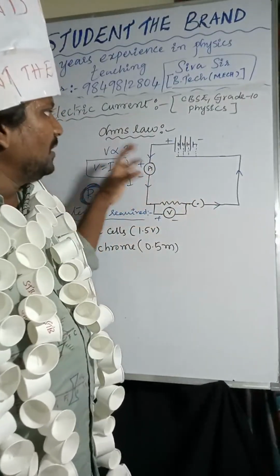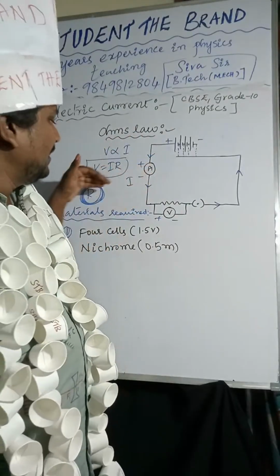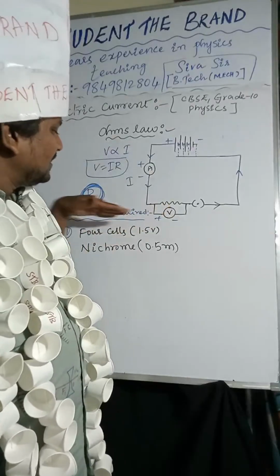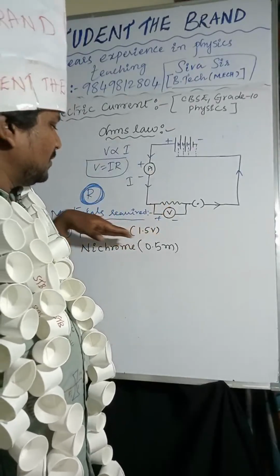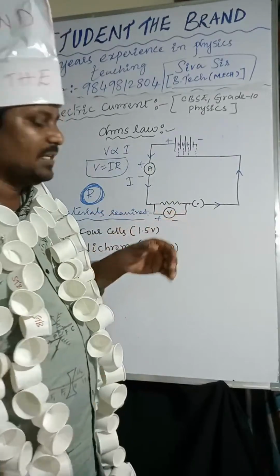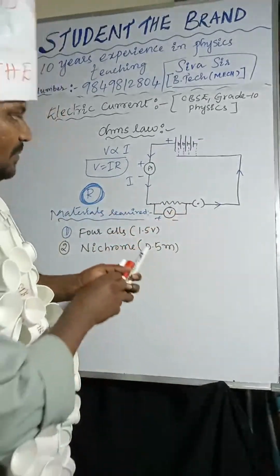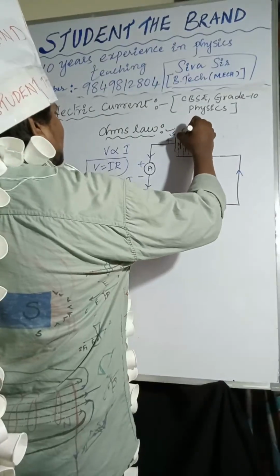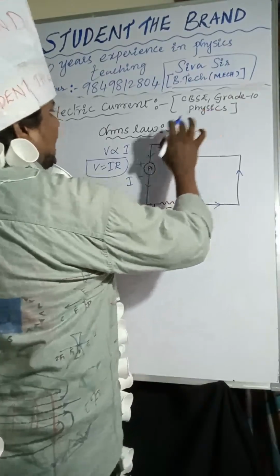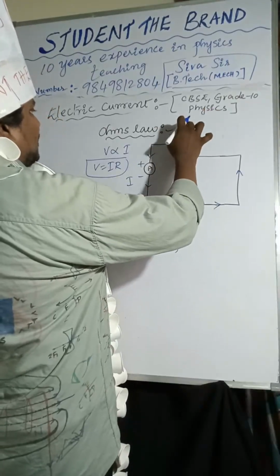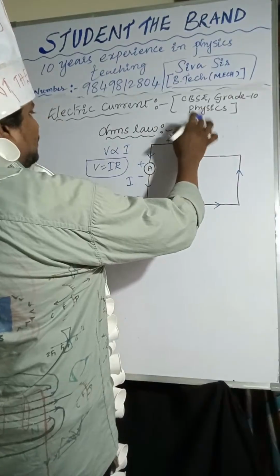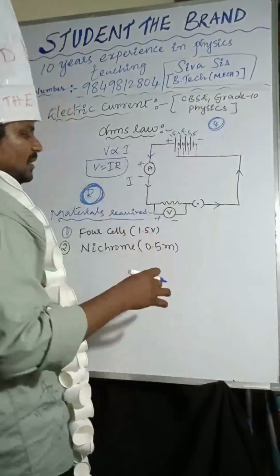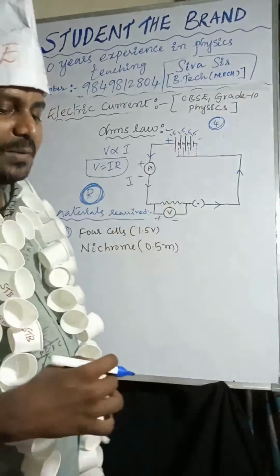So for doing the activity for Ohm's law, we need materials. What are the materials required? Four cells, 1.5 volts each. Like that I'm taking four cells: 1, 2, 3, 4. So four cells, 1.5 volts each.